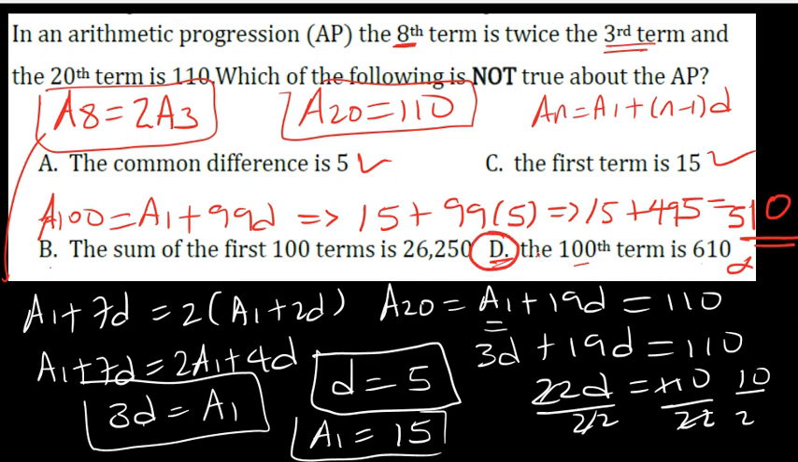Which one is not true? D is not true. You can check B. Sometimes we need to save time. Okay, let's go to the next question.